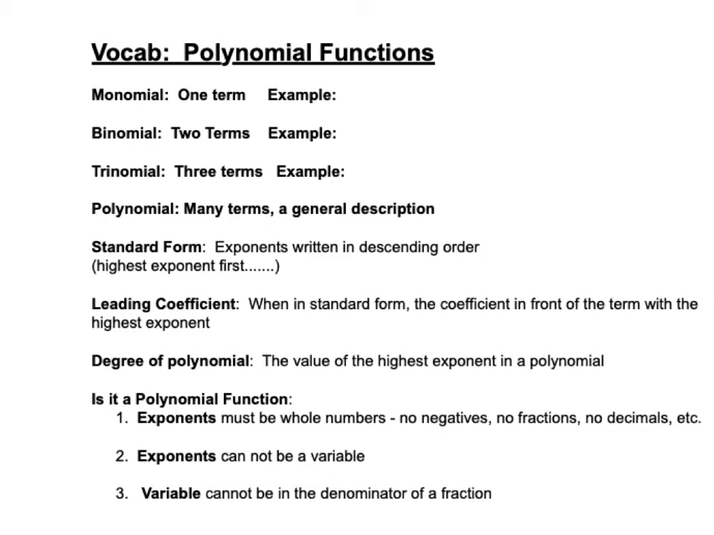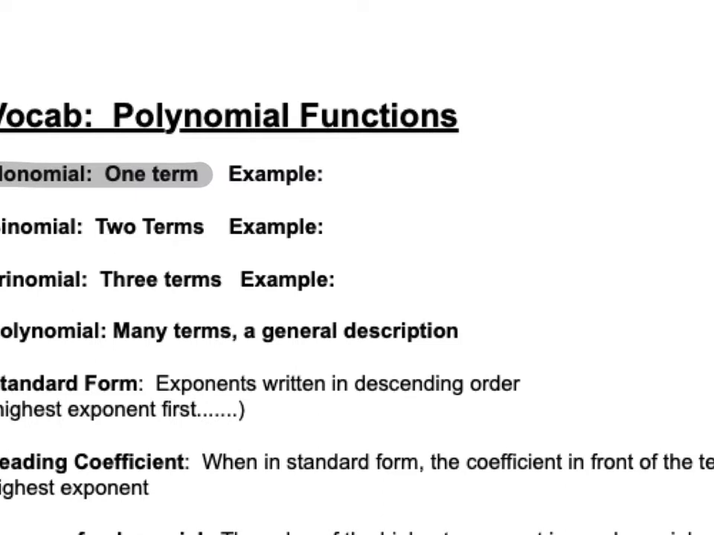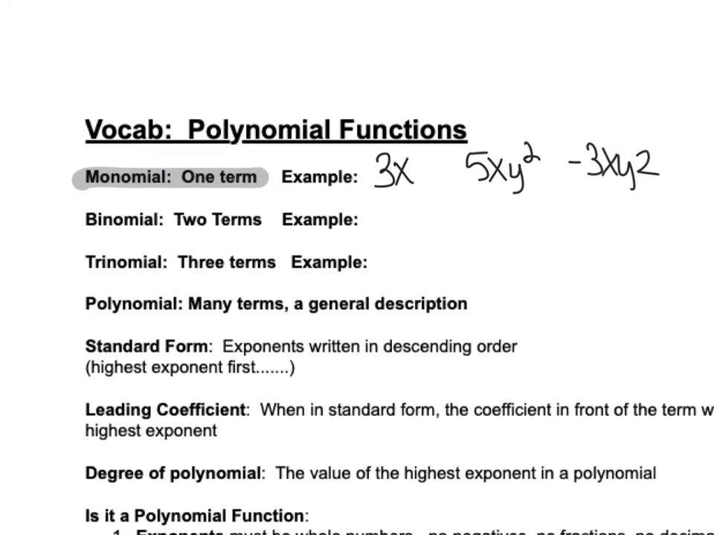So we have a monomial. Monomial means there is one term. So for example, if you only have one term, there's nothing being added or subtracted together. So a monomial would be something like 3x. Or you could have 5xy squared. Or you could have negative 3xyz. As long as everything is being multiplied or divided, it's still a monomial.